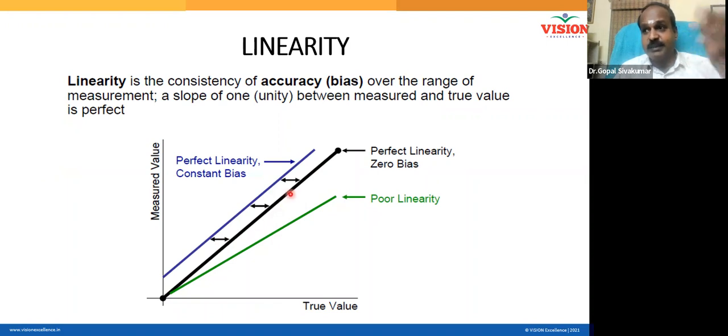Suppose it is not happening in this manner, if the bias is not constant, you draw the line. See here, green color line. When you go across the green color line, the bias keeps on changing. Here it is no bias. When I come here, there is a small bias. When I come here, some moderate bias. When I go to the maximum extreme, the bias is too much.